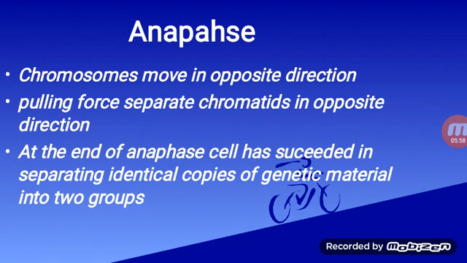Now, the third phase is anaphase. Chromosomes move in opposite directions. The force which is responsible for the movement of chromatids in opposite directions is known as the pulling force. At the end of anaphase, the cell has succeeded in separating identical copies of genetic material into two groups.